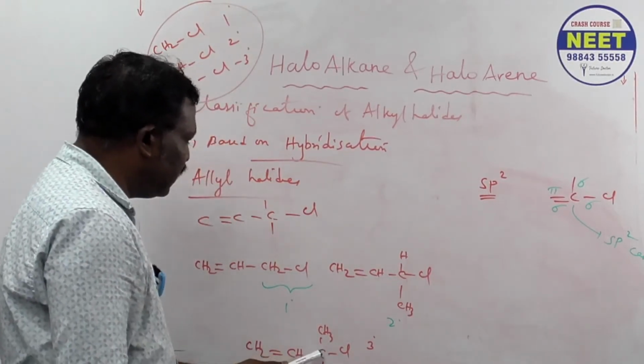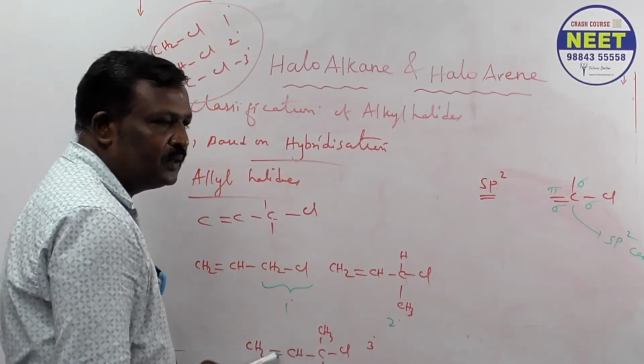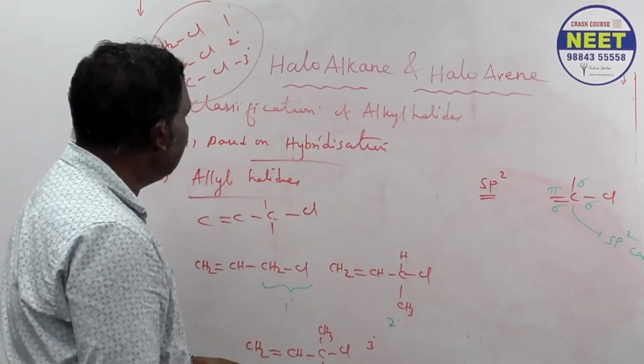Halogens attached to sp3 carbon, which is attached to a carbon-carbon double bond, that is called allyl halides. Understood?